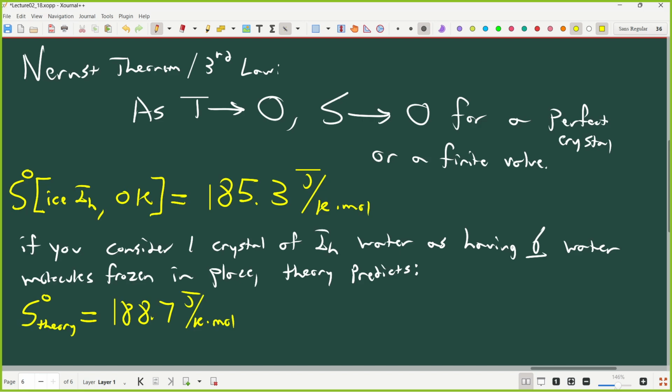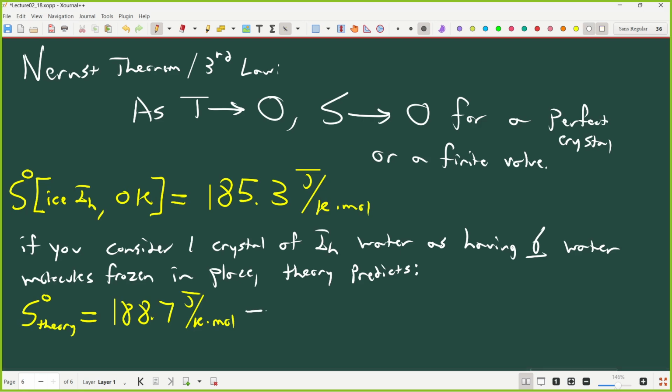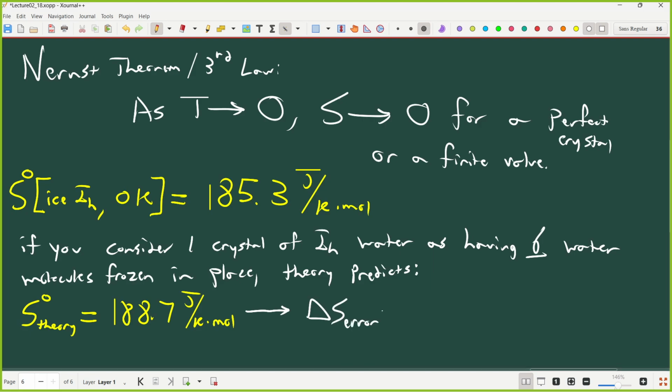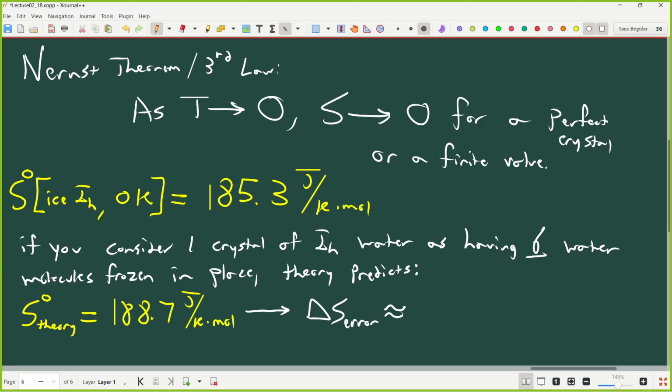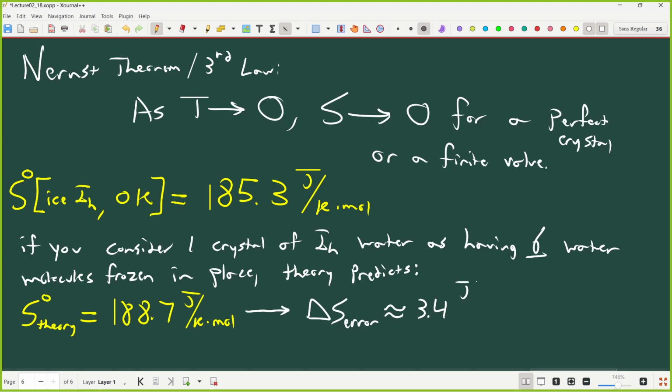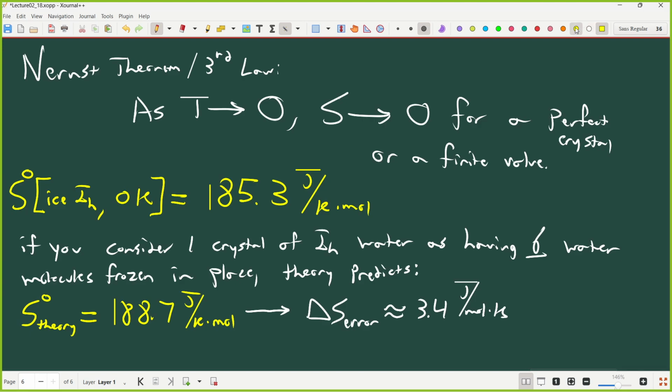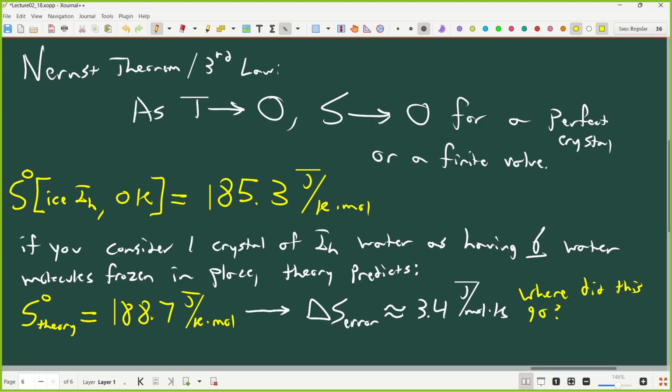Now this is a small difference. Right? So this says that there is an error in entropy between experiment and our theory of 3.4 joules per mole per Kelvin. All right? Where the hell did this energy go? Right? The experiment is missing an additional 3.4 joules per mole per Kelvin.